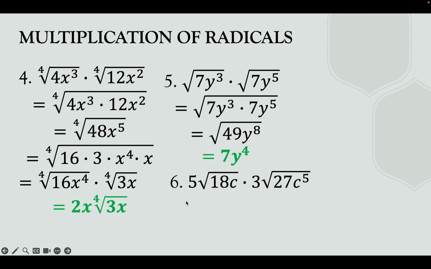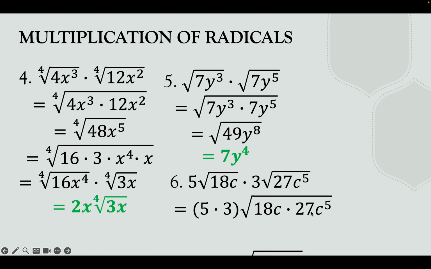Next, we have 5 square root of 18c times 3 square root of 27c raised to 5. Multiply the whole numbers first. So we have 5 times 3 square root of 18c times 27c raised to 5. So we have 15 square root of 18 times 27, which is 486, and c times c raised to 5. So c raised to 1 times c raised to 5: copy c and then add the exponents. 1 plus 5 is 6.